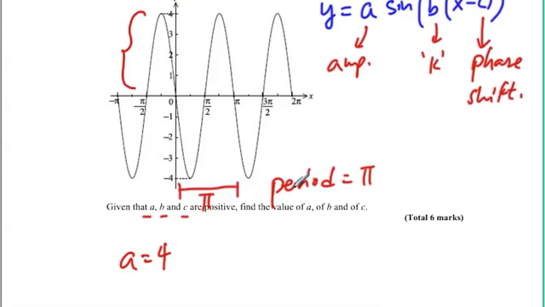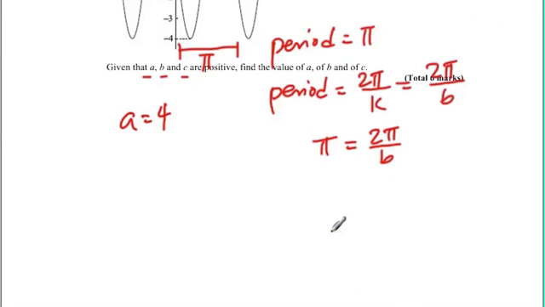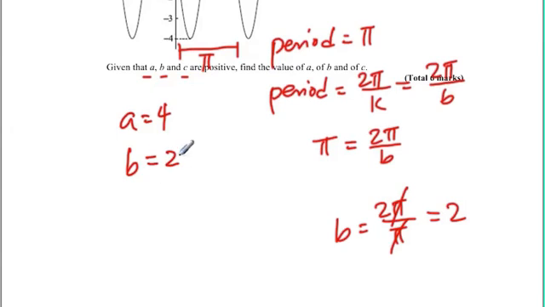And remember what the equation of the period is. The period is equal to 2 pi over k, our compression factor. But this time we're going to call our compression factor B. So it's really 2 pi over B. So since we determined that our period is pi, pi equals 2 pi over B. And if I solve for B, if I just interchange them, B is equal to 2 pi over pi. I just cross these out, and this is equal to 2. So B is equal to 2, which is also positive.